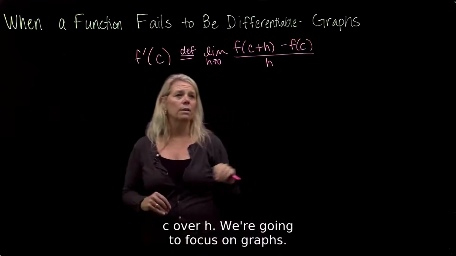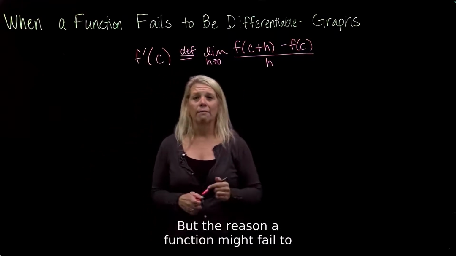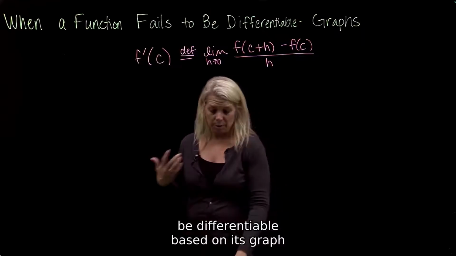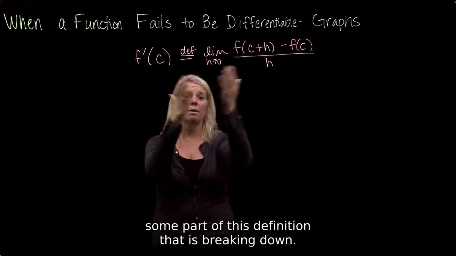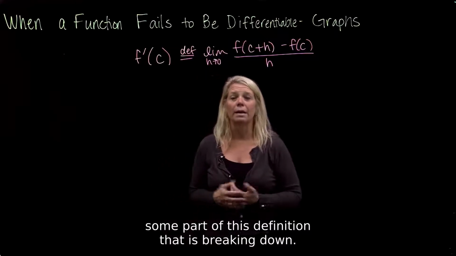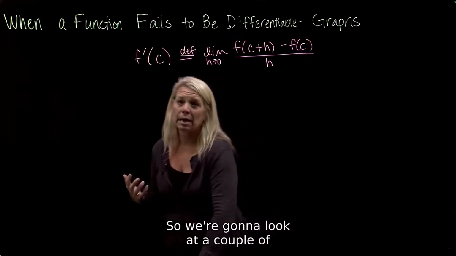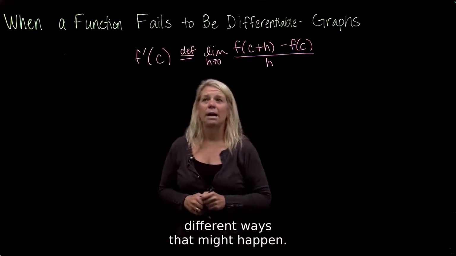And so we're going to focus on graphs, but the reason a function might fail to be differentiable based on its graph is always going to come back to some part of this definition that is breaking down. So we're going to look at a couple of different ways that might happen.